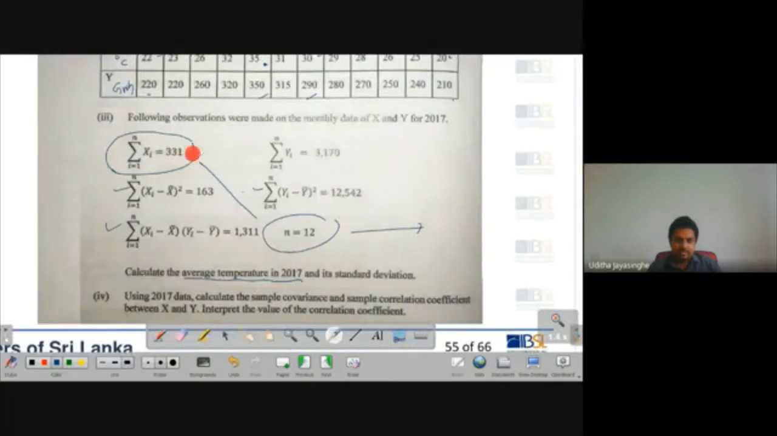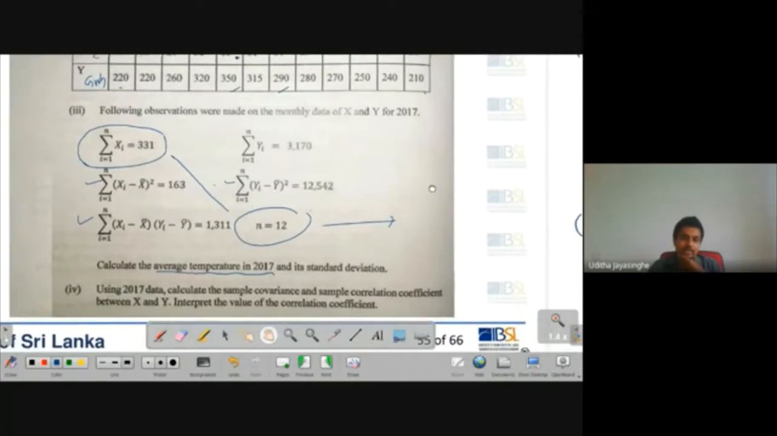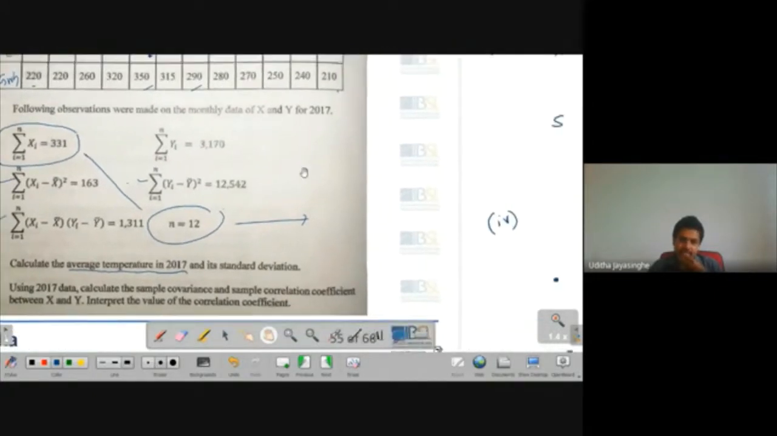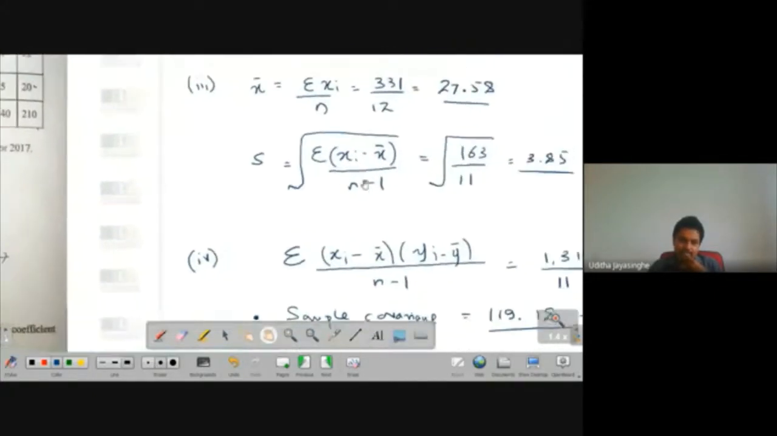It's the sigma x, it's given. N is also given. Am I going to take n minus 1 here? No. For average, we take all the data points. Only for the standard deviation of the population and sample only, we are going to take n minus 1. So for the standard deviation, I've taken the sample standard deviation.